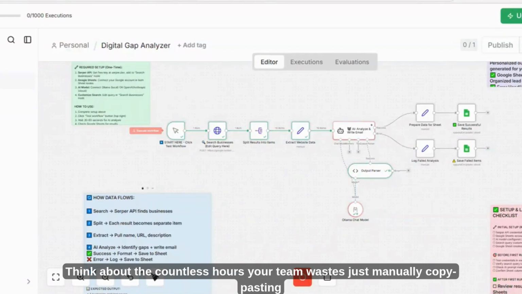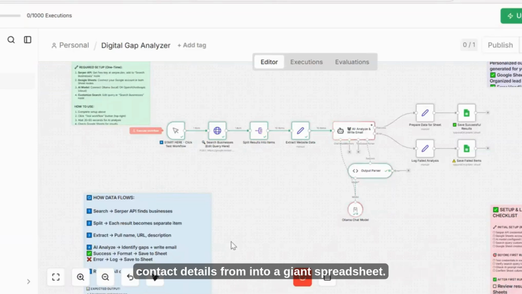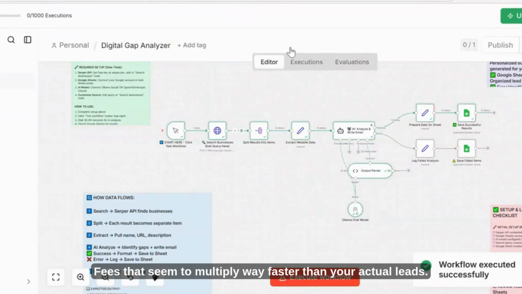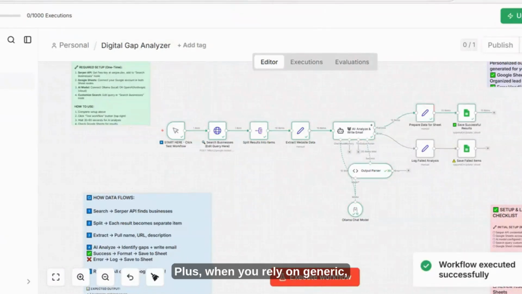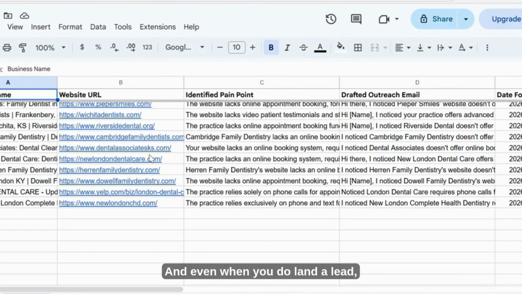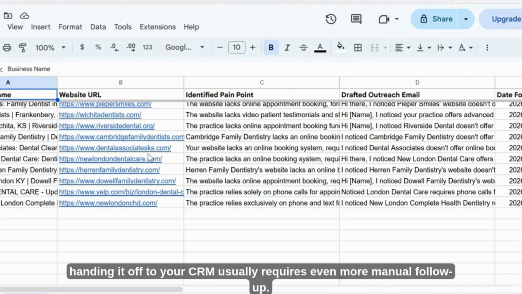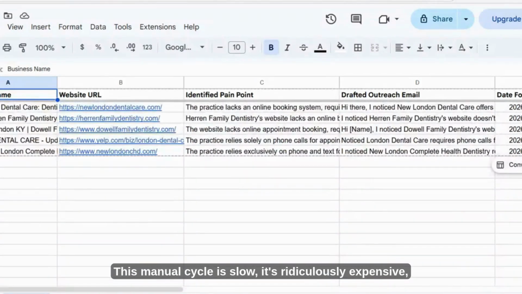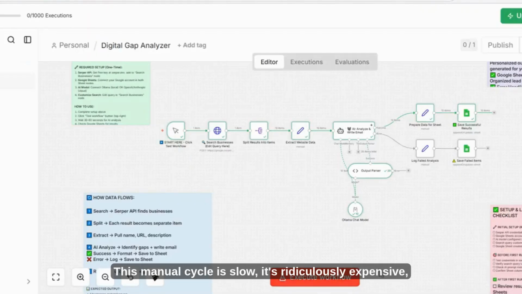Our sources highlight some very specific bottlenecks plaguing sales teams right now. Think about the countless hours your team wastes manually copy-pasting contact details from LinkedIn into a giant spreadsheet. And then there are those bloated monthly SaaS API subscription fees you pay just to enrich that data, fees that seem to multiply way faster than your actual leads. Plus, when you rely on generic, non-personalized messaging, you absolutely get low conversion rates. And even when you do land a lead, handing it off to your CRM usually requires even more manual follow-up. This manual cycle is slow, it's ridiculously expensive, and frankly, it leaves a huge amount of revenue on the table.